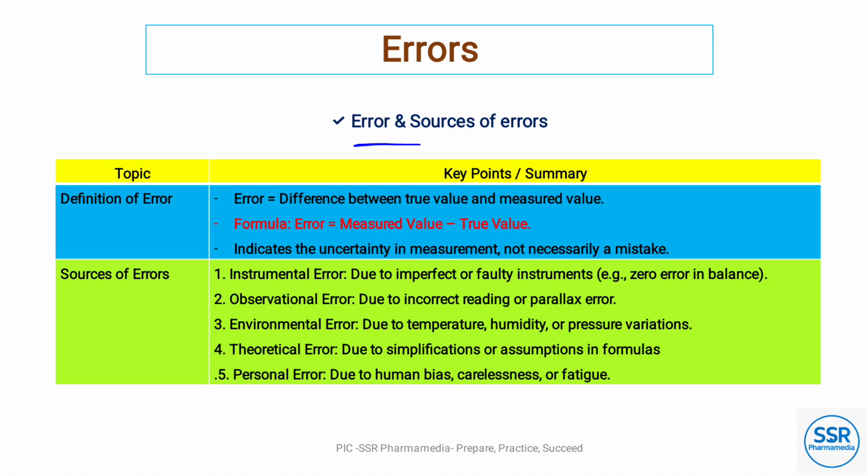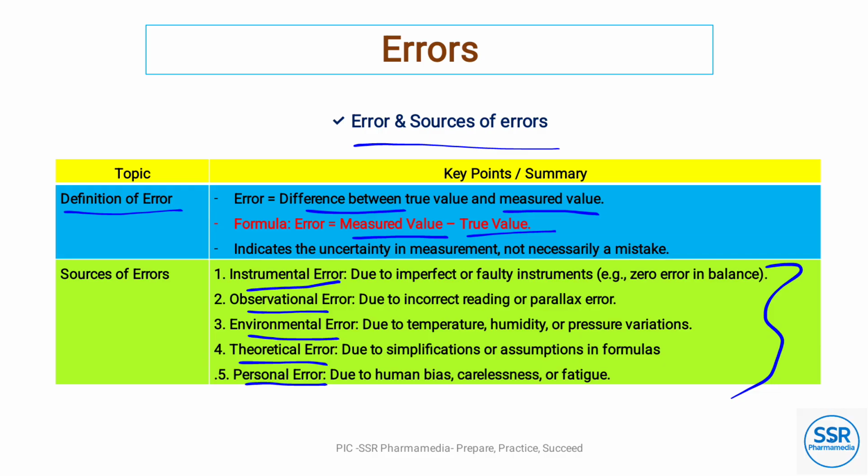So what is error and sources of error? What is the definition of error? Error means the difference between true value and measured value. The formula for error is equal to measured value minus true value. It indicates the uncertainty in the measurement, not necessarily a mistake. Then sources of error. There are mainly 5 types: instrumental error, observational error, environmental error, theoretical error and personal error. So you take a screenshot of this slide and read it.